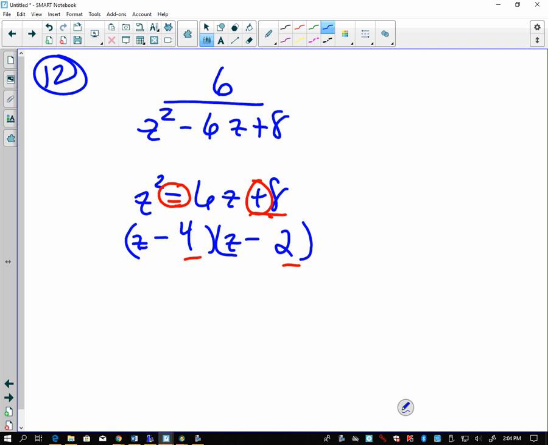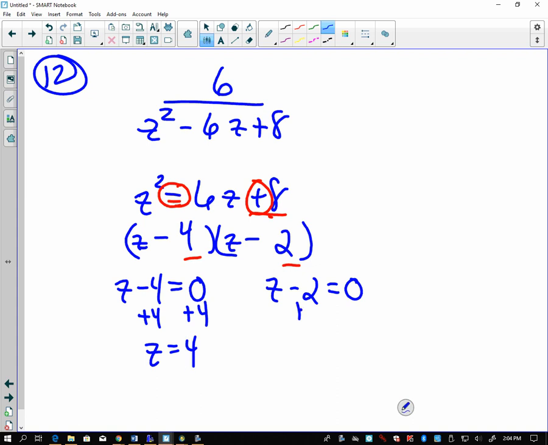Now, have we solved for the zeros yet? No. How do I solve for the zeros from here? z minus 4 equals 0 and z minus 2 equals 0. What do I do over here? Add 4 to both sides. So z equals 4, and over here, add 2 to both sides. z equals 2. So I know that we solved for z equals 4 and z equals 2, but what we're really saying is that z cannot be 4 and z cannot be 2. Those are excluded values. Does that make sense? Okay, we can do that.